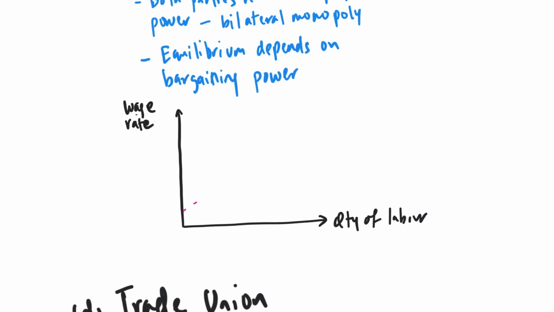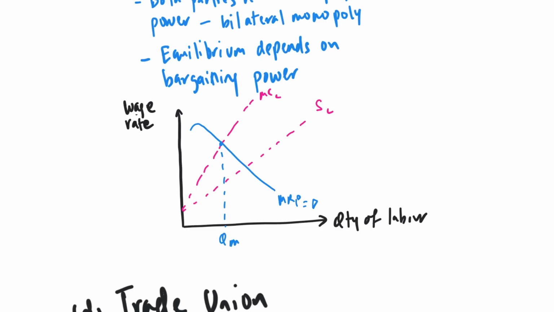So first we'll make a dotted supply curve, we'll make a dotted marginal cost curve, and we make a solid MRP curve, which is the demand curve. Now MC equals MRP happens at QM and the wage is WM. If the same market was under perfect competition, they would have employed at WC and the quantity would have been QC.